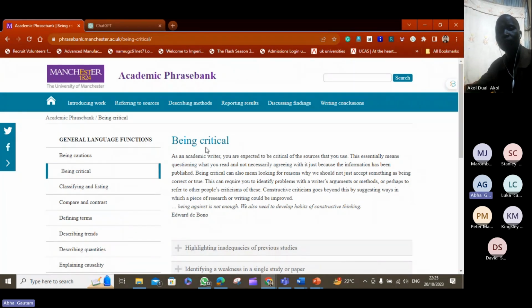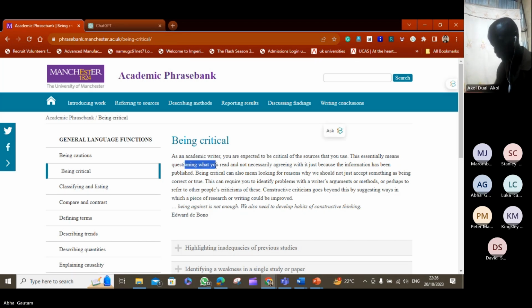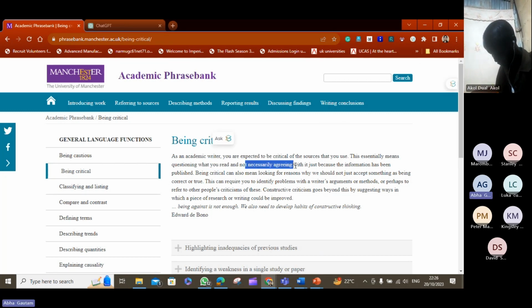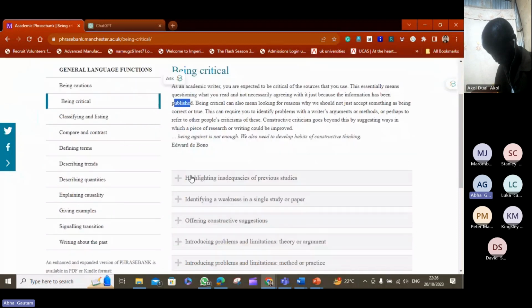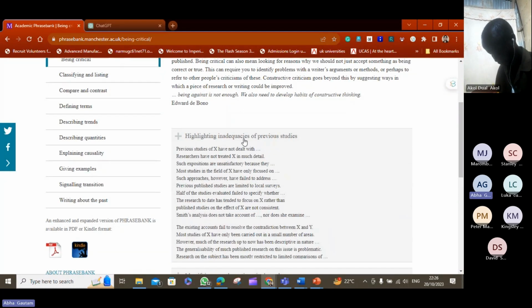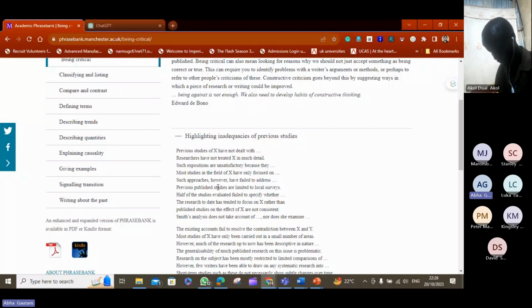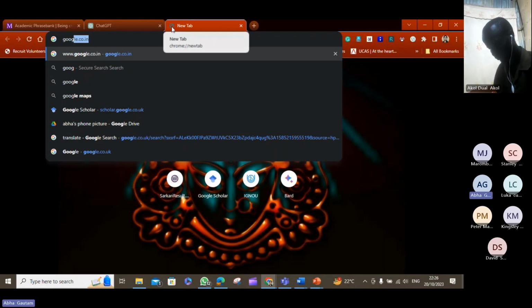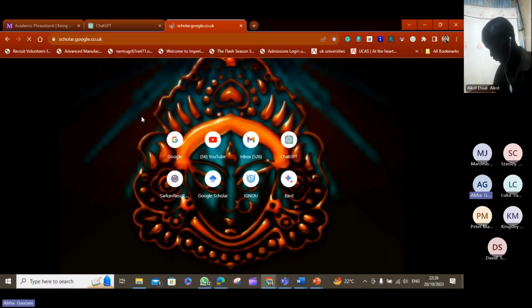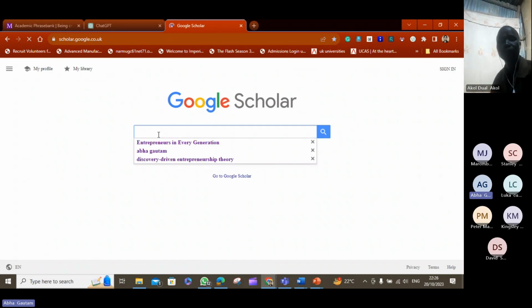So when you're being critical, you have to see both sides of the coin, be it positive or negative. So what does it mean? You are questioning what you read, not necessarily agreeing with it, but still using it as a resource. Let's say, for example, there is my research paper. If you go to Google Scholar, there you can find reliable resources to have a look at and read, and then you can find my name here.